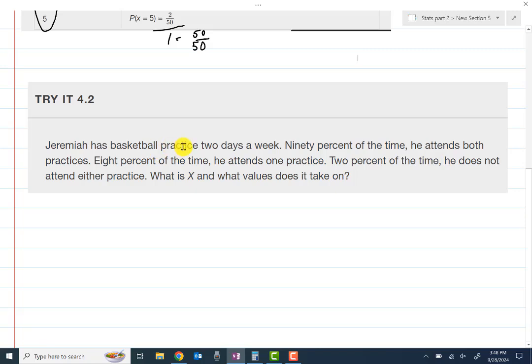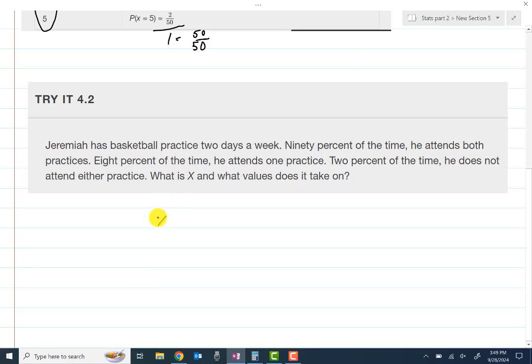Jeremiah has basketball practice 2 days a week. 90% of the time he attends both practices. 8% of the time he attends one practice. And then 2% of the time he does not attend either practice. So we could do something like this.